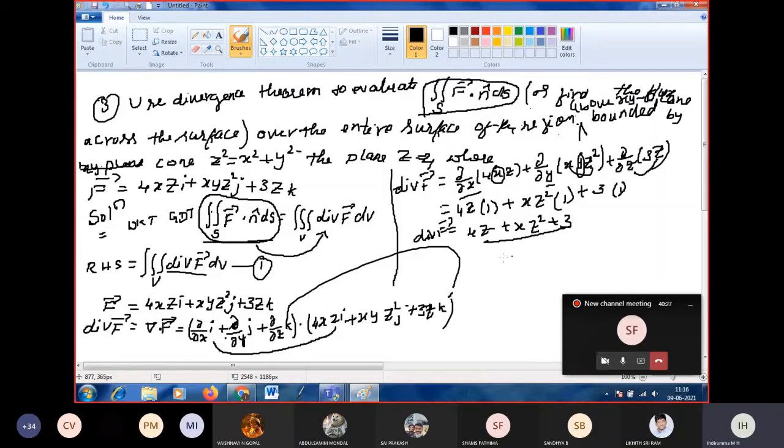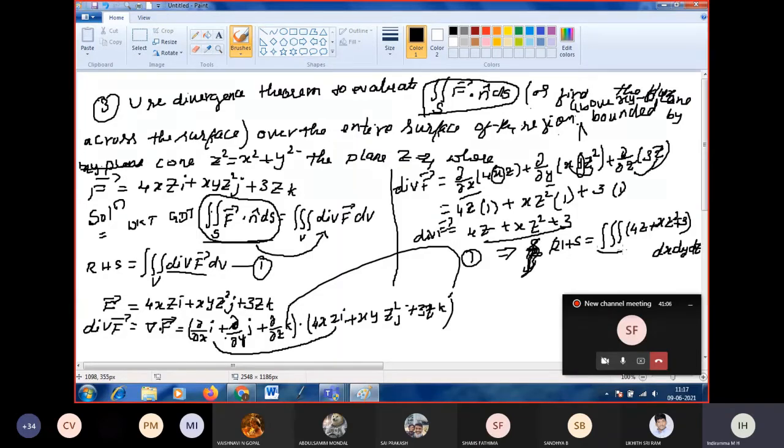After finding div F, what we have to do? We have to consider equation 1. Now substitute the div F value in equation 1. So the RHS is equal to the triple integral of 4z plus xz square plus 3 into what? dv. dv is nothing but dx dy dz. So now we substituted div F.